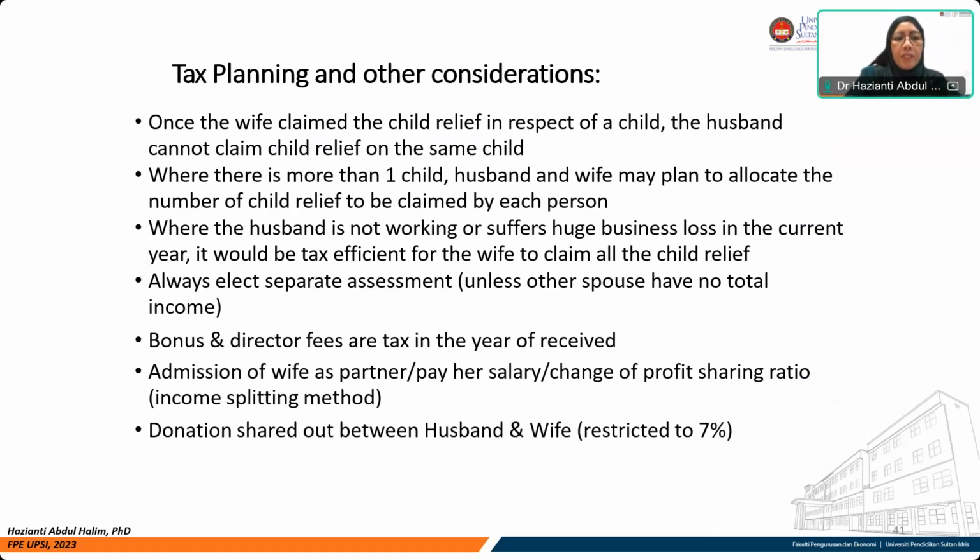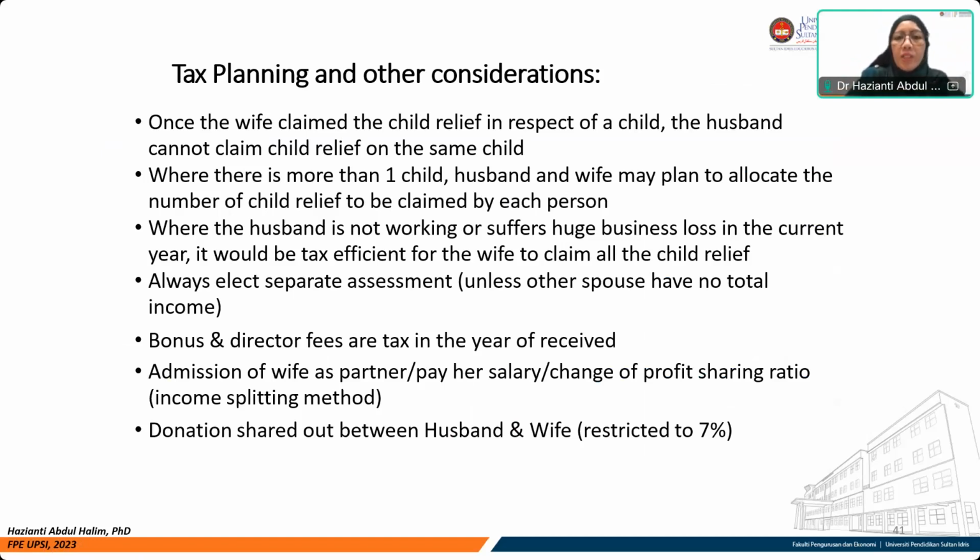So again, for separate assessment or joint assessment, we can say that if the husband is not working or suffers huge business loss, then the wife can claim all the relief and always elect for separate assessment unless the other spouse has no total income. Because for separate assessment, first of all, we can enjoy the personal relief, the 9,000 relief. So everybody, both parties can enjoy that 9,000 ringgit relief. Otherwise, if you choose joint assessment, the husband would get 9,000, the wife will only get 4,000 ringgit.